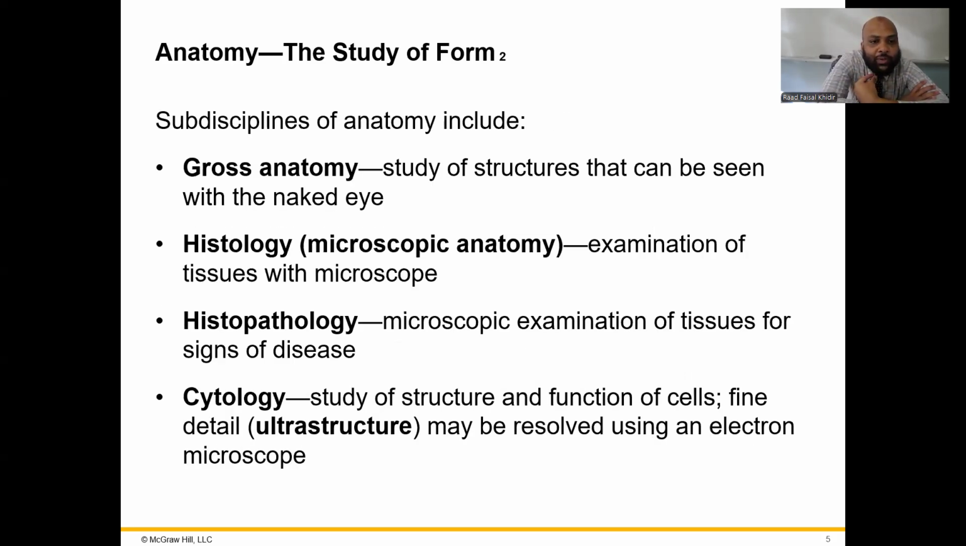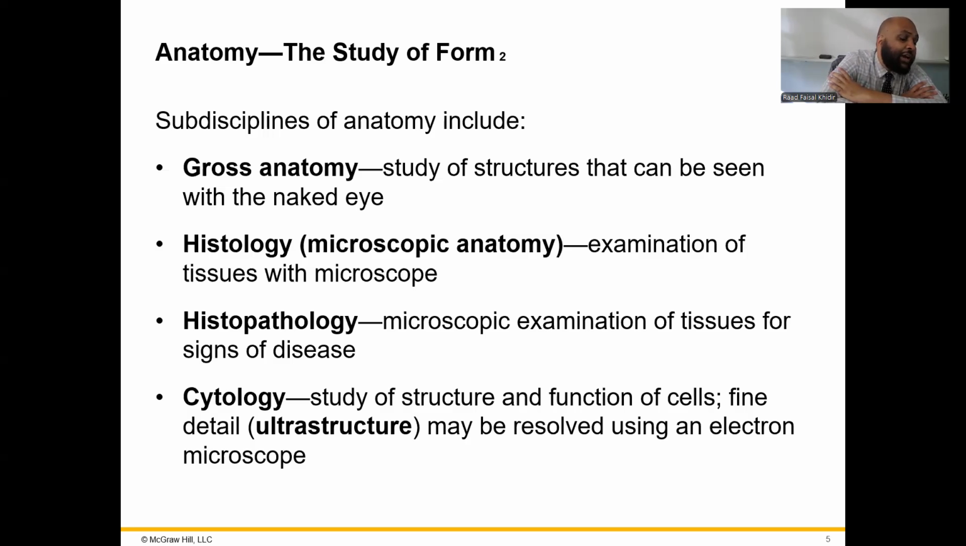There are sub-disciplines of anatomy, and that includes gross anatomy. Gross anatomy is the study of the structures that can be seen with the naked eye. Then there's histology. Histology is microscopic anatomy, and that is we study the structure of the tissues that cannot be seen with the naked eye, and we use the microscope.